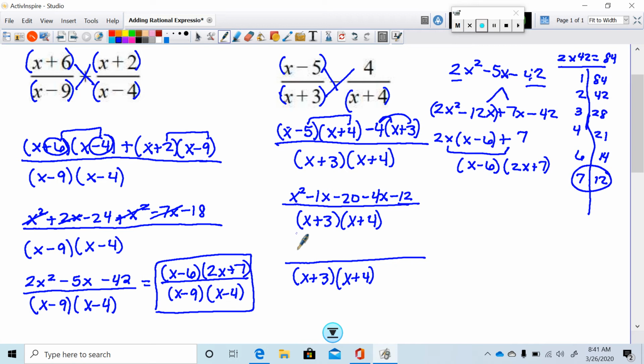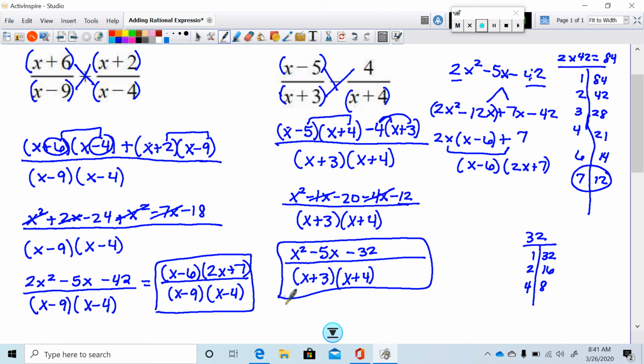The numerator, I've got an x squared. For my x is a negative 1 and a negative 4 is a negative 5x. And then a negative 20 and a negative 12 is a negative 32. I want the factors of 32 that when I subtract them equal 5. Well, the factors of 32: 32 divided by 1 is 32. 32 divided by 2 is 16. 3 doesn't work. 32 divided by 4 is 8. None of those subtract to give you 5, which means this trinomial cannot be simplified, so that is your answer.